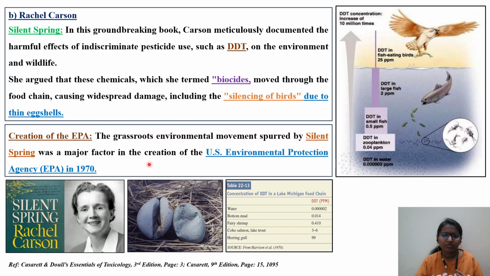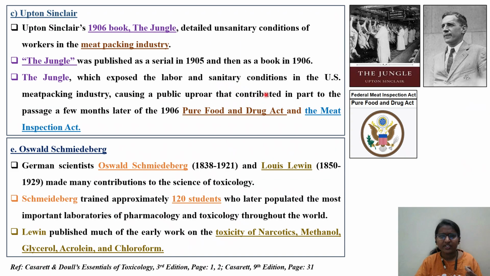That's how she has seen. So after her contributions, it has led to the development of another important discipline in toxicology, that is the USEPA. The US Environmental Protection Agency was established in 1970 after her contributions to this particular incident. Then next we have option C.